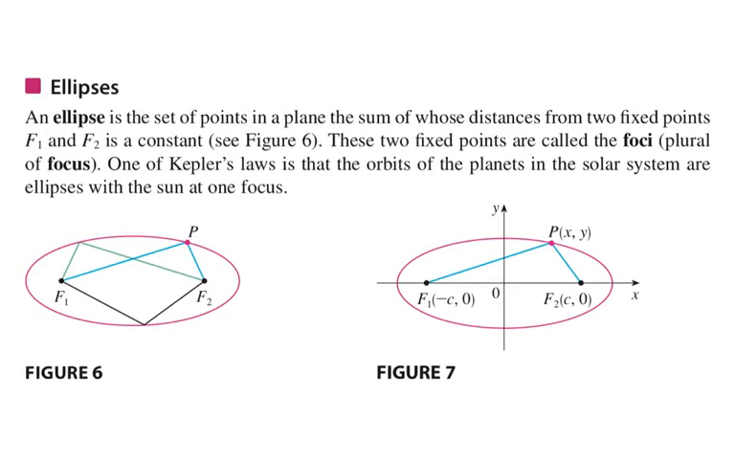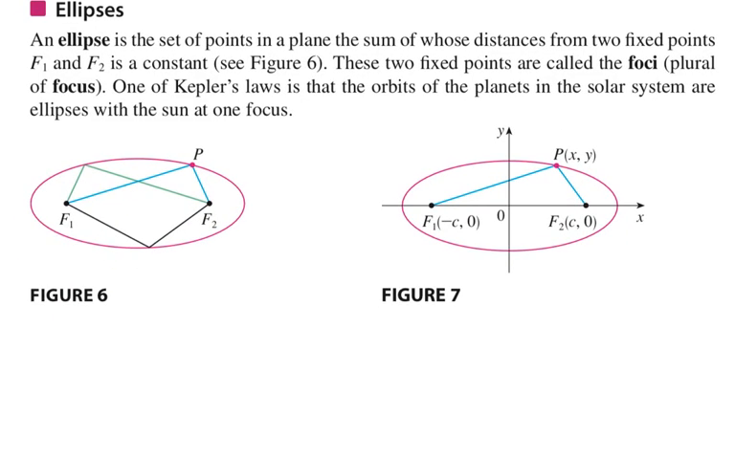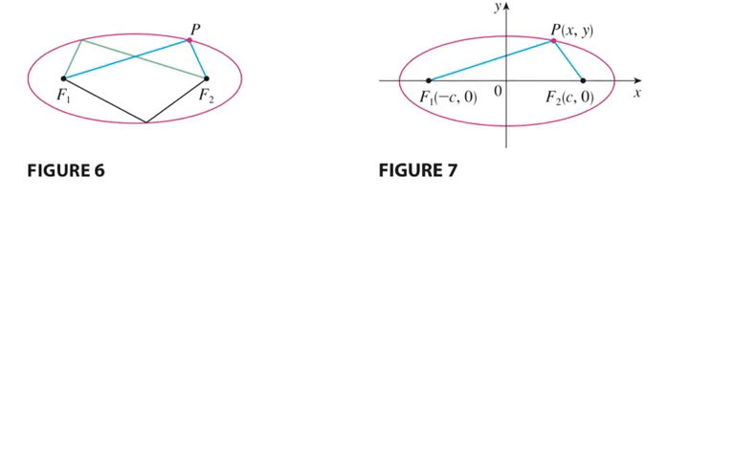The ellipse is the set of points in a plane, the sum of whose distances from two fixed points F1 and F2 is a constant. These two fixed points are called the foci; singular is focus. One of Kepler's laws is that the orbits of the planets in the solar system are ellipses with the sun at one focus.